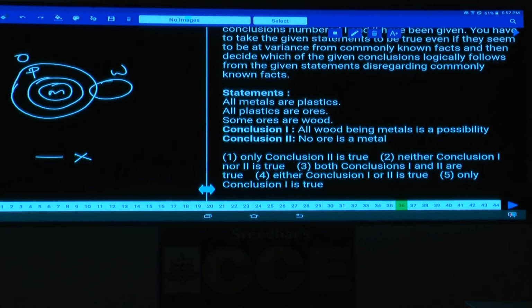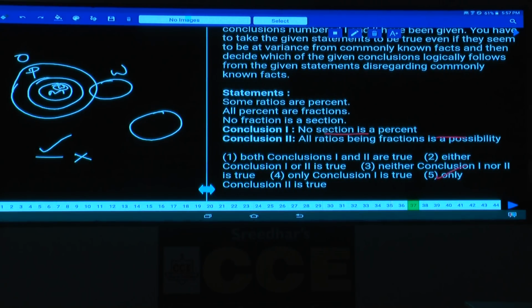No ore is a metal is false because all metals are ores. Then coming to the first one, it is again a possibility, all wood are metals. All wood are metals is possible or not? Then wood, I am writing my wood like this. Is it possible or not? Or else as all the statements are affirmative, for possibility you can write it as a single diagram. Hence the first one is possible. Only one is true, choice 5 is the answer.